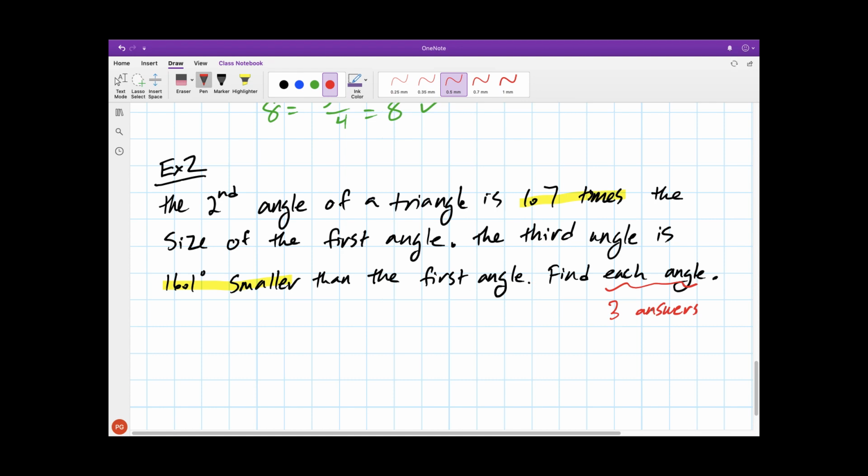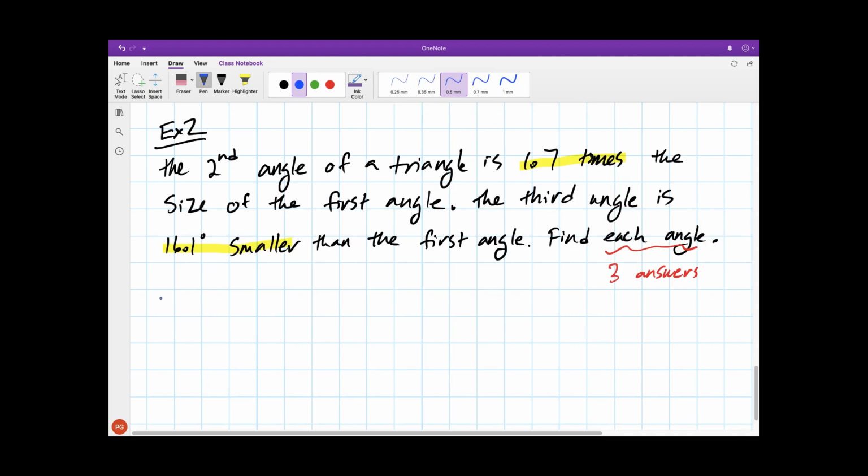So in this case, there are 3 angles in a triangle, so there's going to be 3 answers. Let's define our variable. I'm going to say the first angle, we're going to call x, and now we can see what the second and third angle need to be. The second angle is 1.7 times larger. Times larger means we're multiplying. The third one, 16.1 degrees smaller, so this is going to be subtraction. For this particular question, I forgot to mention before, we're just going to answer to 1 decimal place if needed.